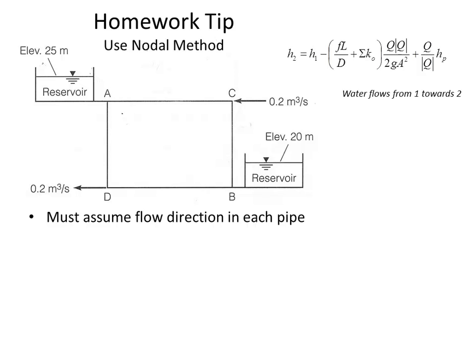So looking strategically, why do you think we would want to set things up this way, where we know the head at C in terms of the flow through the 2 different pipes? Any guesses on where this is heading?